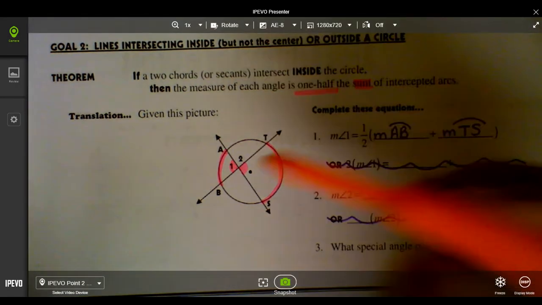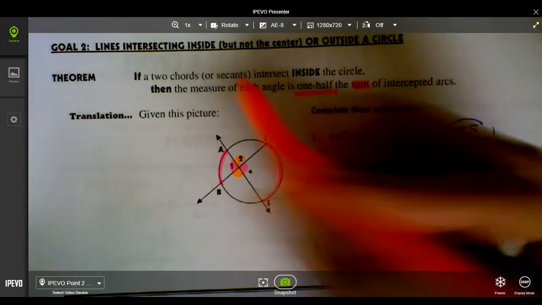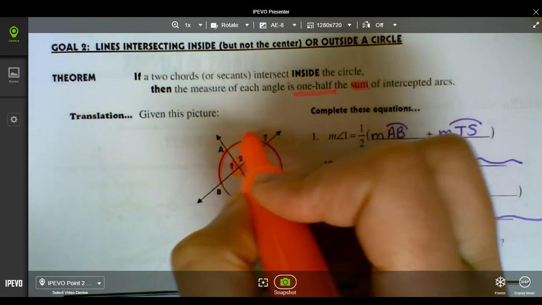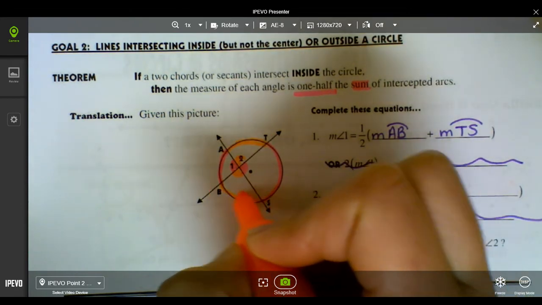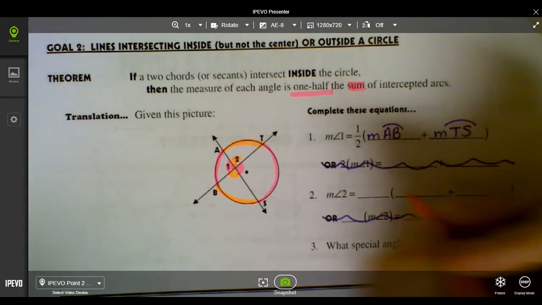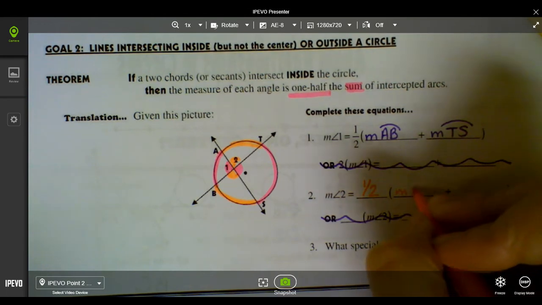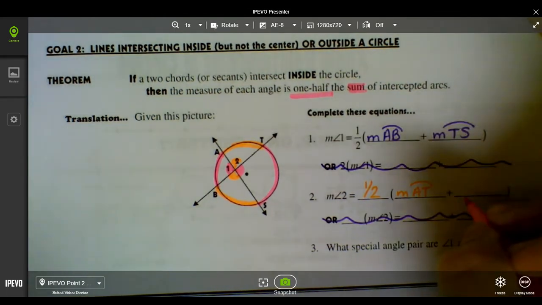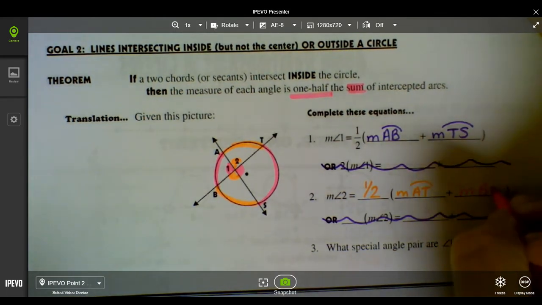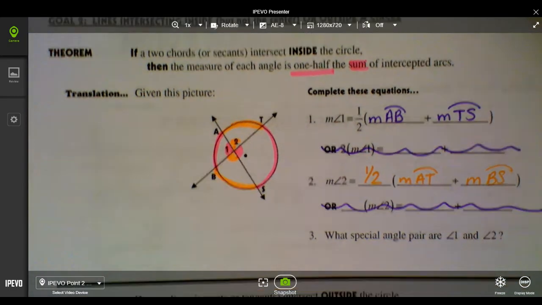Okay, and then for angle 2 over here, we have this angle and its vertical angle over here, so we want to add up those intercepted arcs. So we're going to take 1/2 of, oh, they already have this. So we take 1/2 of the measure of arc AT and add it to the measure of arc BS. And then we take half of that and that's it.